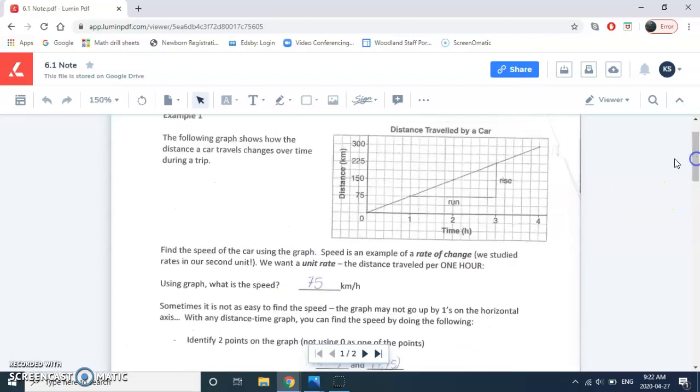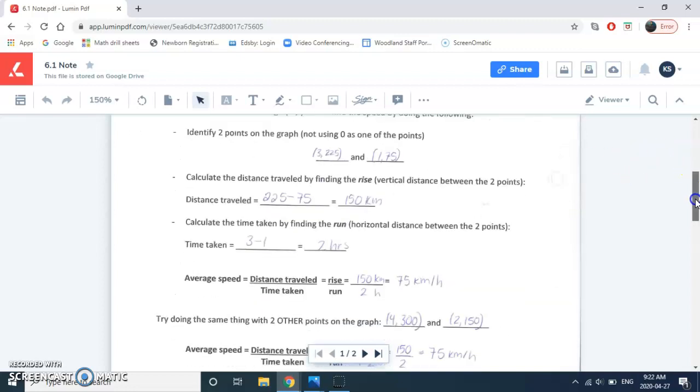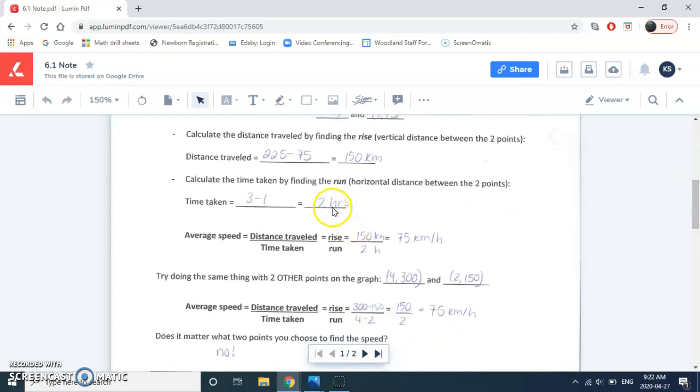And on our graph, we can see we have our run, that's along the bottom. So we have 3 and 1, which gives us 2 hours. Now to find our average speed, what we need to do is take the distance traveled, which is found up here, and divide it by the time taken in this example, which is down here. So we have 150 kilometers and we have 2 hours.